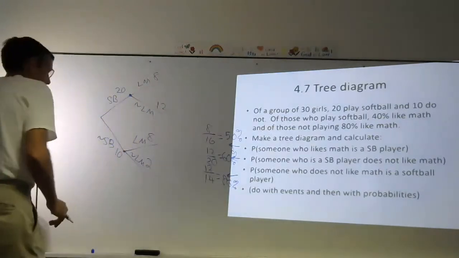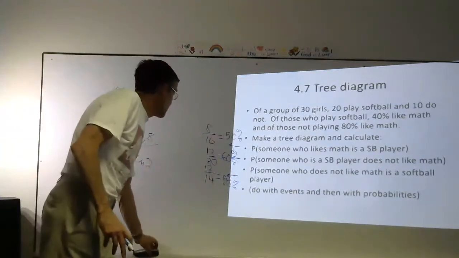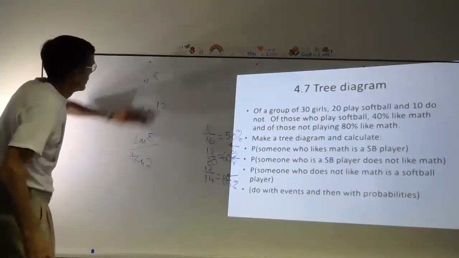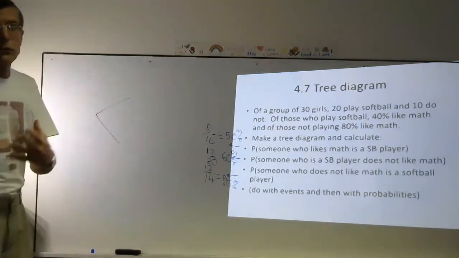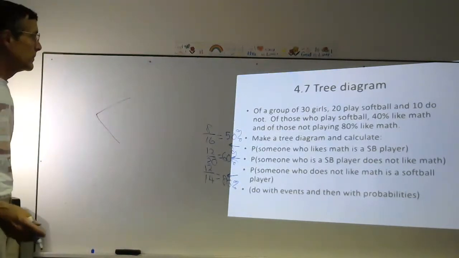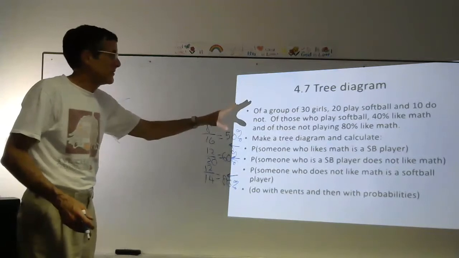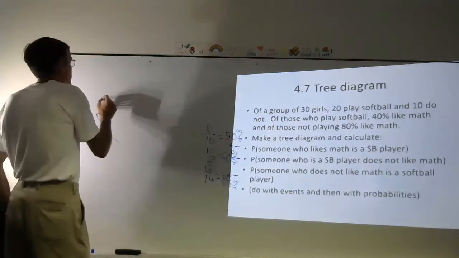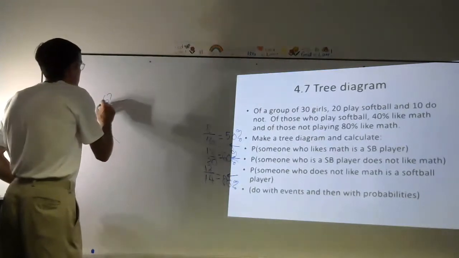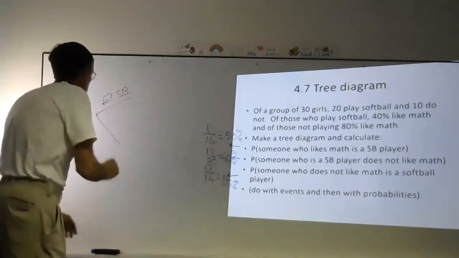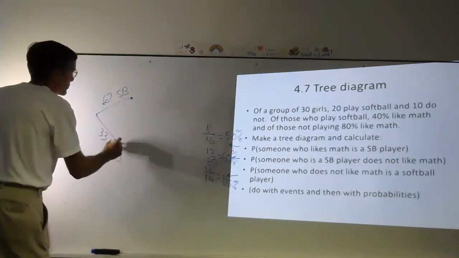Okay? Now, I just did it with events. How many are in each event? I want to now do it with probabilities. So, let's start again. And this is the way I think you ought to do your problems today in this section. All right, 20 girls out of 30 play softball. 20 out of 30 is roughly 67%. So let's make this 0.67 play softball, 0.33 do not play softball. Do it all in percentages.